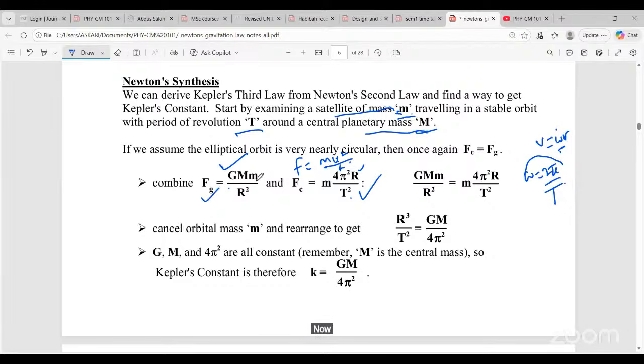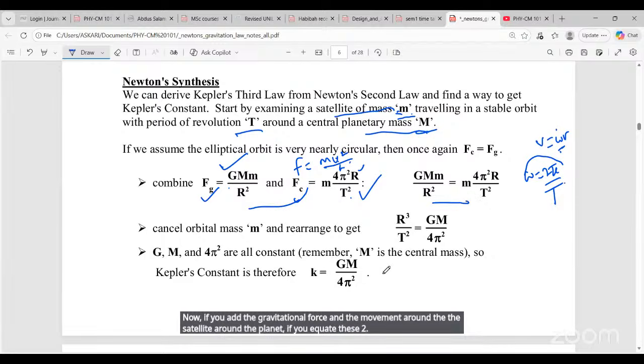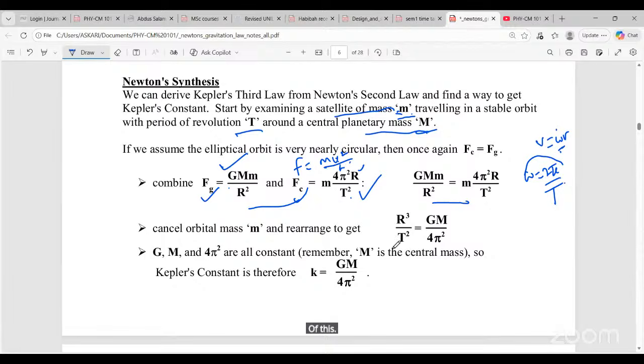Now, if you have the gravitational force and the motion of the satellite around the planet, if you equate these two, you have this. If you equate the two, this m cancels this m, and the r cancels one r. Or you can cross multiply if you wish. If we cross multiply, that means you have r cubed times 4 pi squared equal to G M T squared.